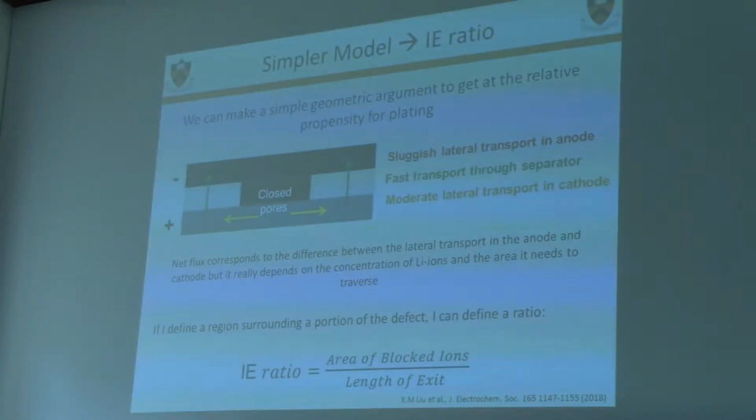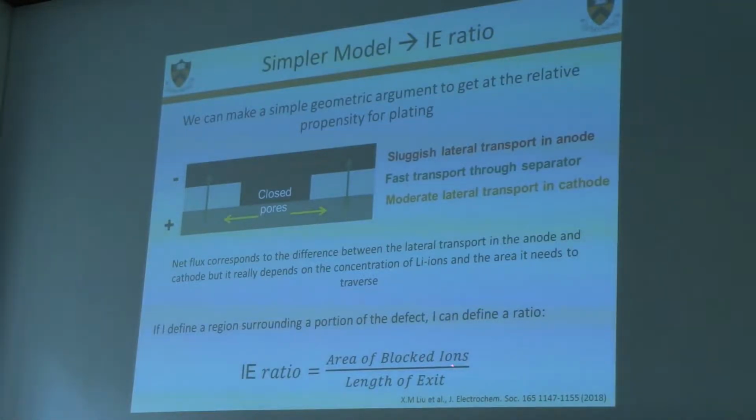And so what we did is we said, let's simplify this. Let's not do all these fancy simulations, and can we come up with some kind of analytic argument to qualify when I think a defect would matter versus when a defect would not matter. And so we came up with what we call the IE ratio, which is the area of the blocked ions relative to the length of their exit. What do I mean by that?